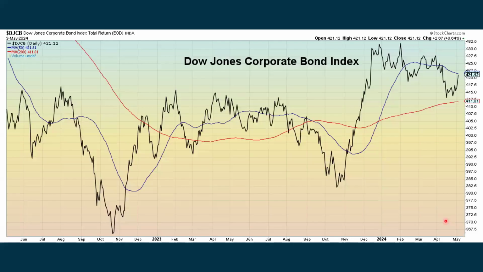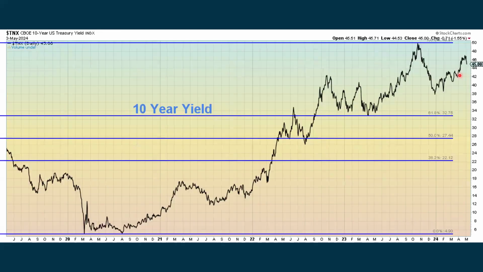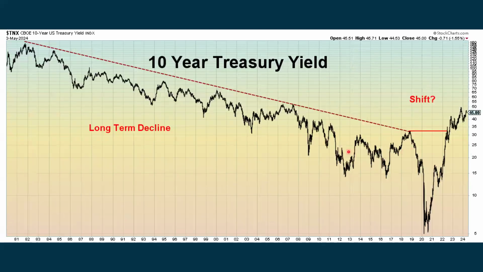And we look at the Dow Jones Corporate Bond Index. It's been going sideways, still in an uptrend, but has not been able to get above its 50-day moving average. Here's the 10-year yield with some Fibonacci lines on here. Really nothing that we're hitting right now. This is a long-term chart where we could possibly be shifting into a higher interest rate environment, where for a long time we were seeing a gradual lower interest rate environment. And we're keeping an eye on that.